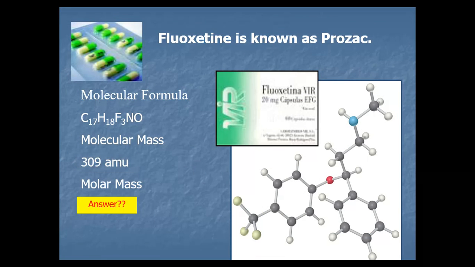All right, we got it. So you should have arrived at 309 AMU. We calculate that by adding together the masses of the individual elements within the formula. So we would have added together each carbon has a mass of 12.01. Each hydrogen has a mass of 1.01. Fluorine, I believe, is 19.00. Nitrogen is 14.01. And oxygen is 16. So we would have multiplied this times 17, this times 18, 3 times the 19, plus the 14.01 and 16.